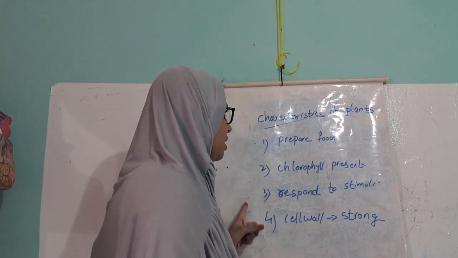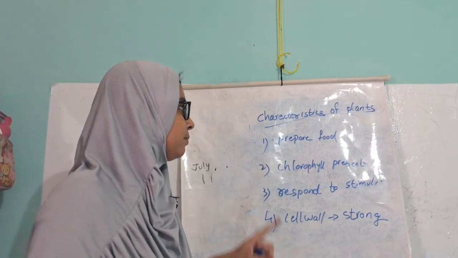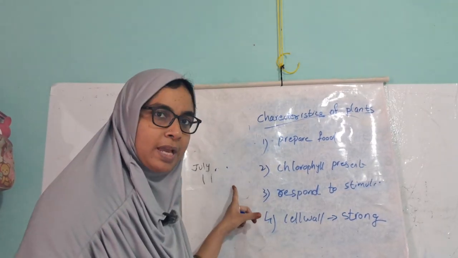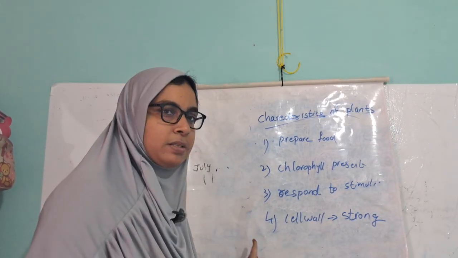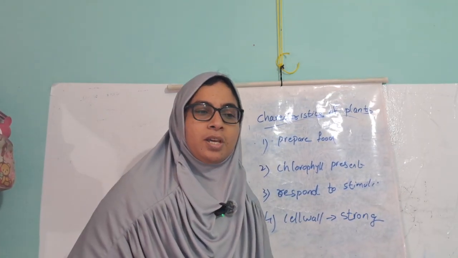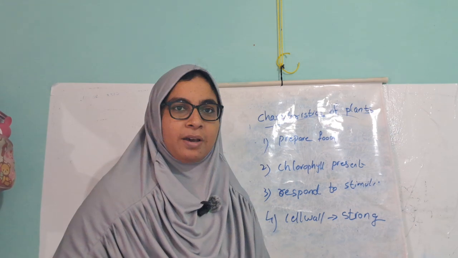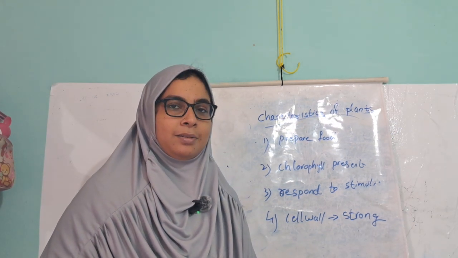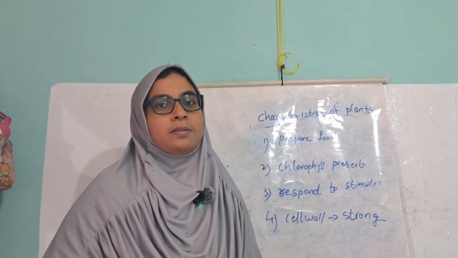So these are the characteristics of plants. They prepare their own food, they have chlorophyll, they respond to the stimuli, and plants have cell wall. So today we have studied about the flower, the fruit, and the seed. So let me ask you a few questions.